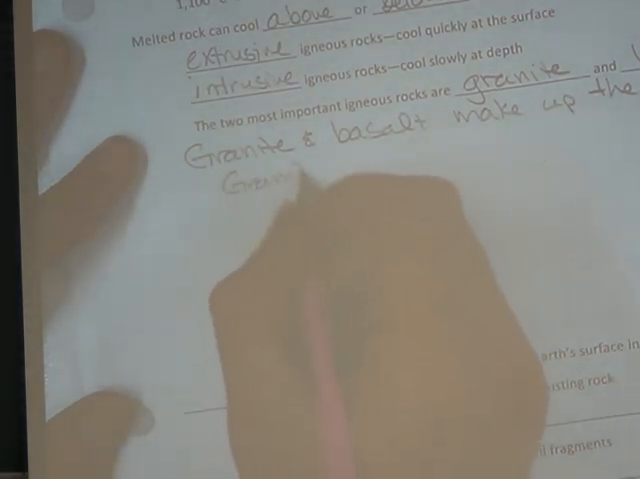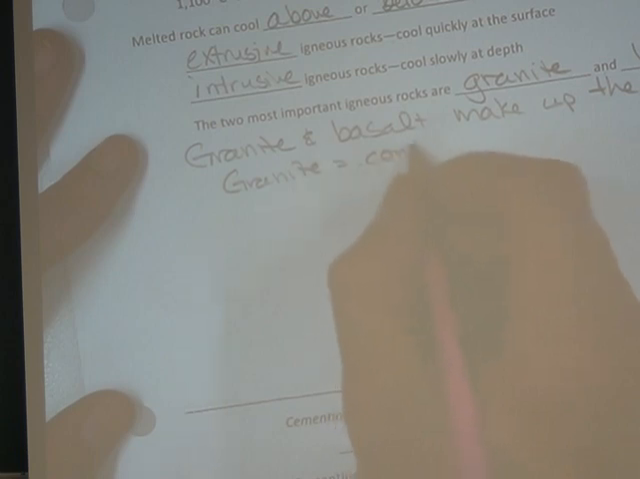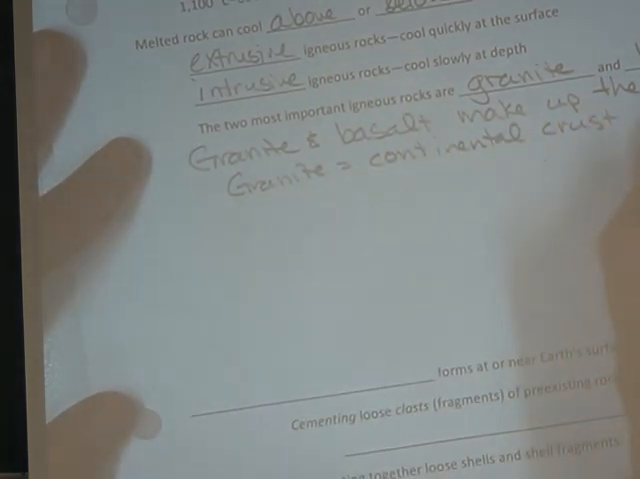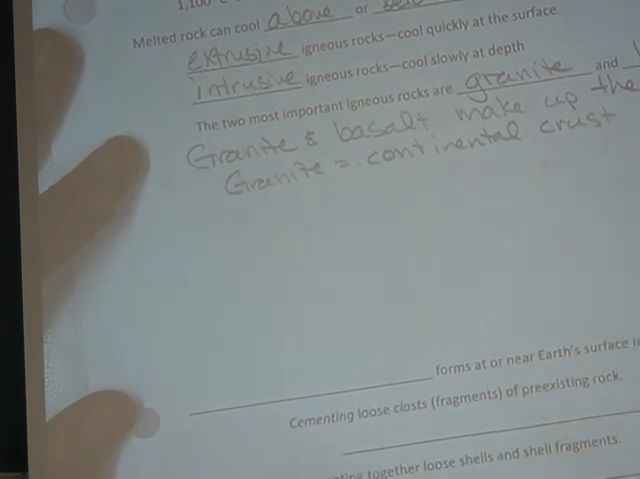Granite is continental crust. Basalt is oceanic crust.